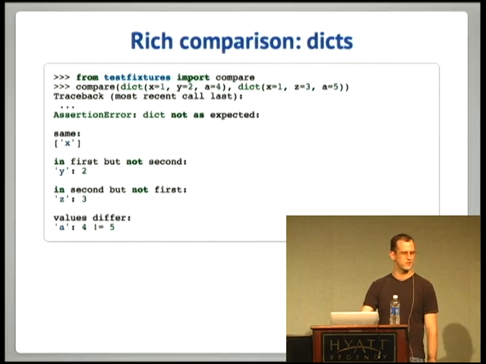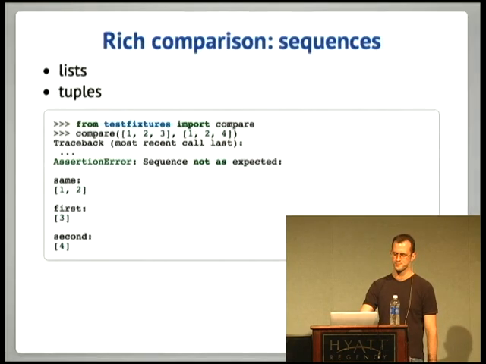Likewise with dictionaries, very similar to sets, but it will say, okay, you're missing these keys, and these values didn't match up as well. Lists and sequences, again, we can rattle through these pretty quickly. It's just when stuff doesn't match up, it gives you really good feedback.